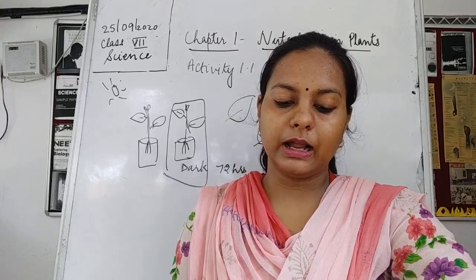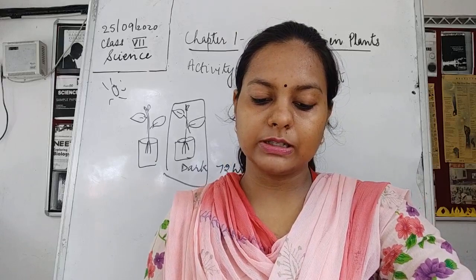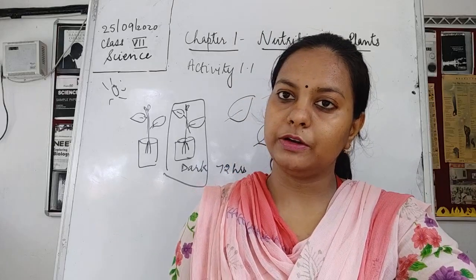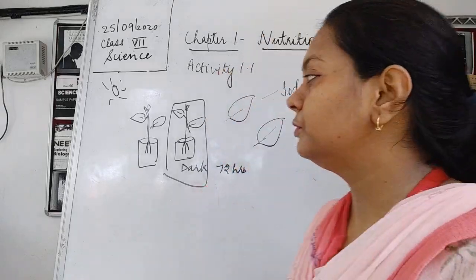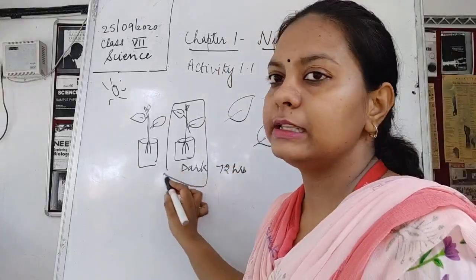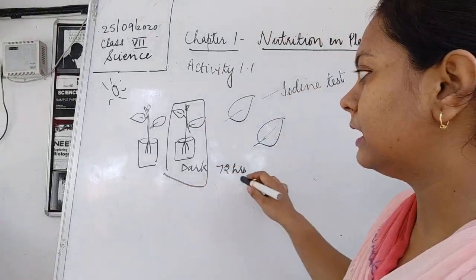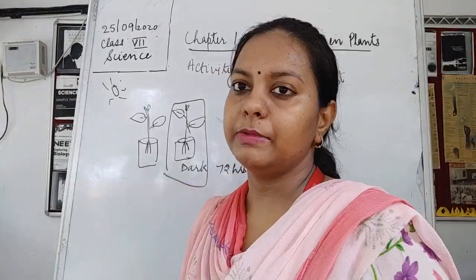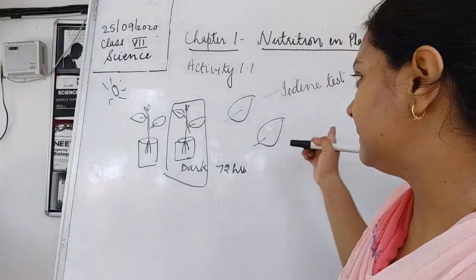Now leave the potted plants as earlier, one in the dark and one in sunlight, for 2-3 days, and again perform the iodine test. Now again we have to do the same thing. You will exchange these plants, so the dark plant is kept in the sunlight, and again you will do the same experiment.